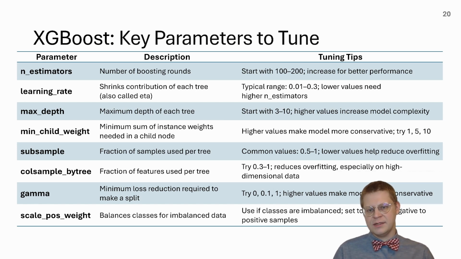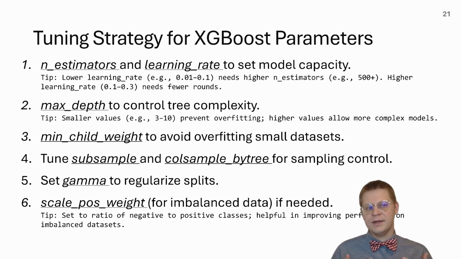Min child weight sets a minimum for leaf node weight. Higher values prevent overfitting on small datasets. And subsample and colsample by tree limit data and feature subsets per tree, and those parameters control overfitting. When it comes to tuning strategy for boosting, start with number of estimators and learning rate, then adjust max depth and subsample, and then you can try scale pos weight for imbalanced data.